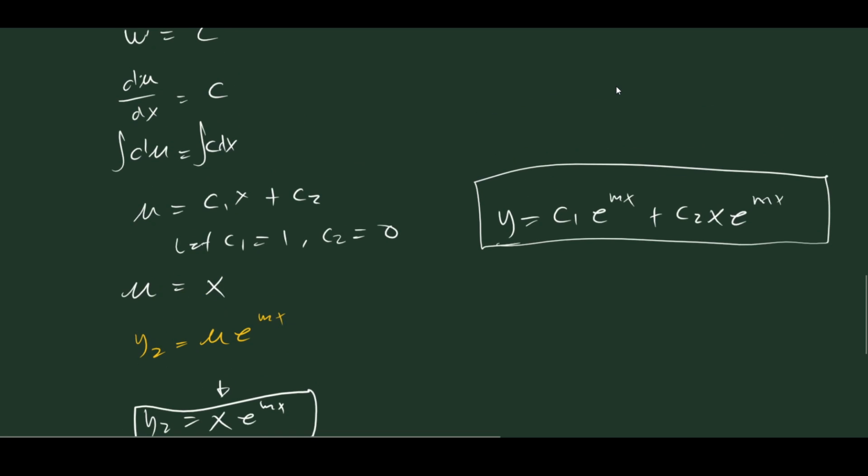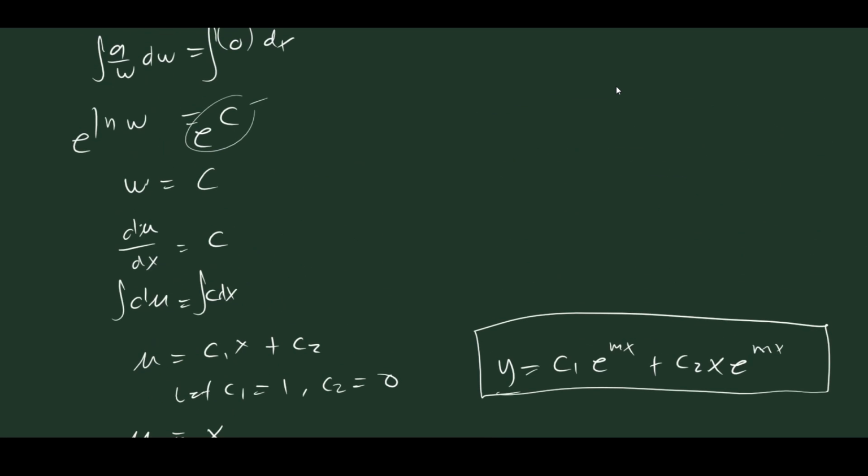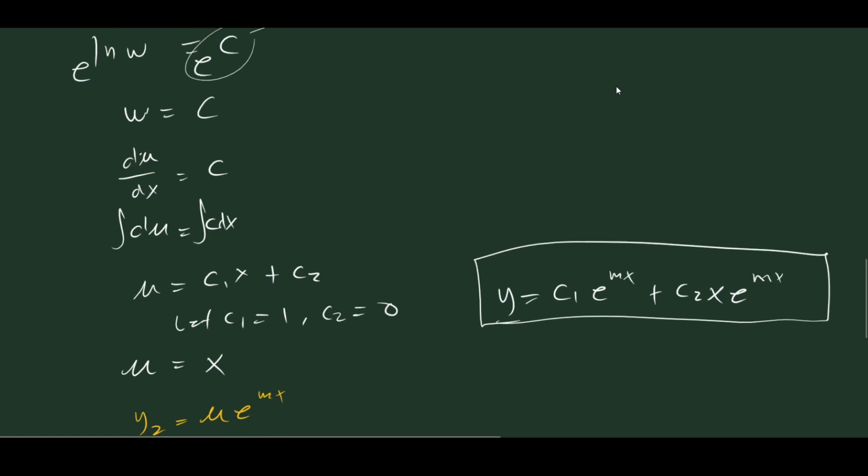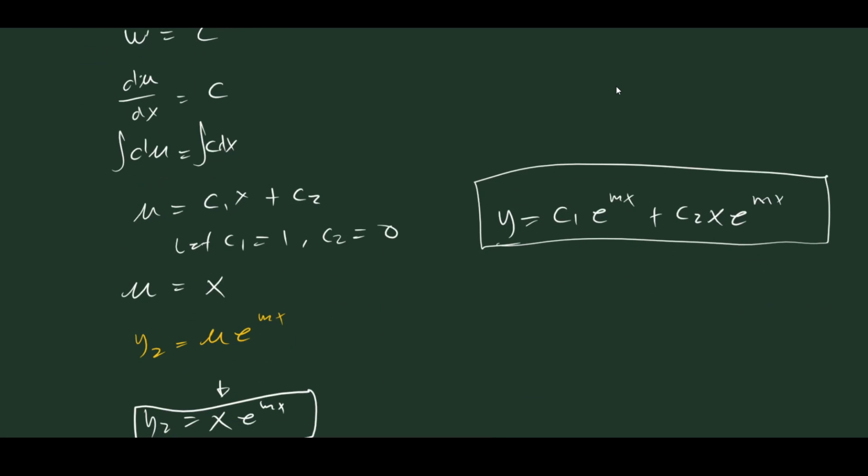If we are given a problem with repeated real roots, we do not need to perform the reduction of order method again, since we already did that for the general case. Let's just take a look at this formula right here and apply it directly. So in the next video, we're going to do just that.